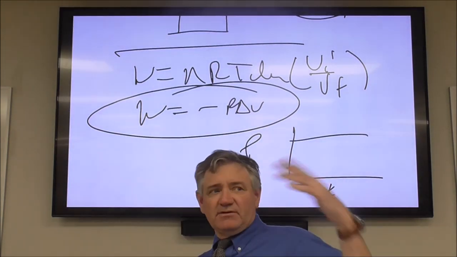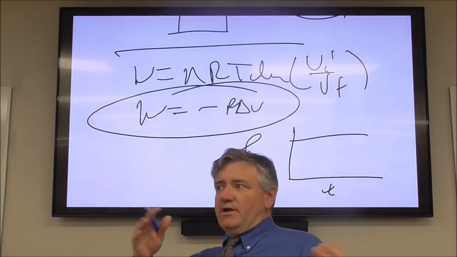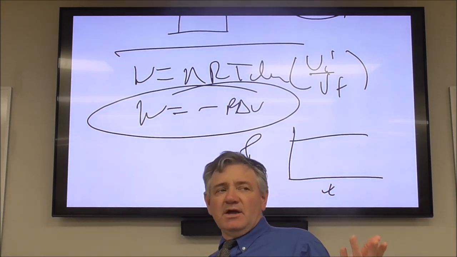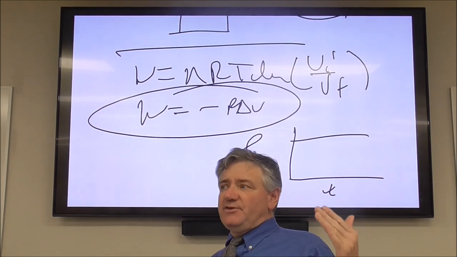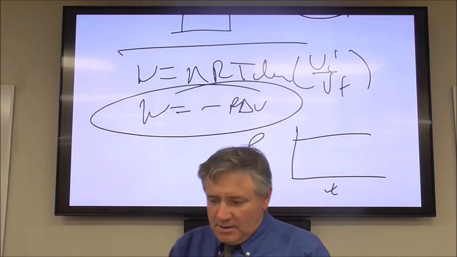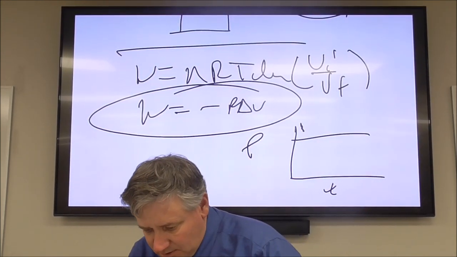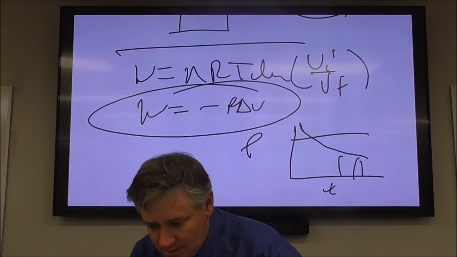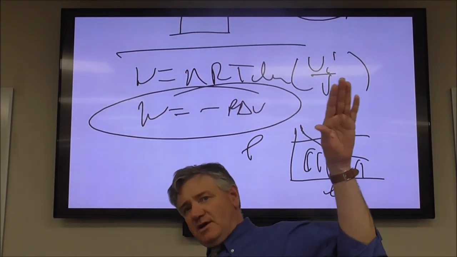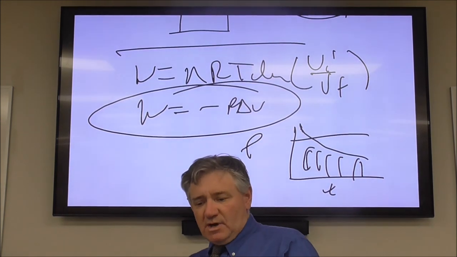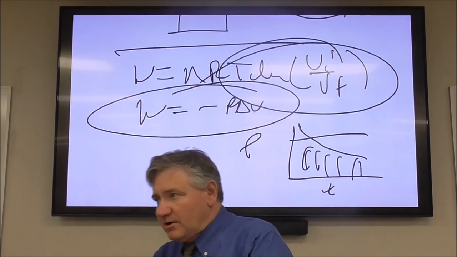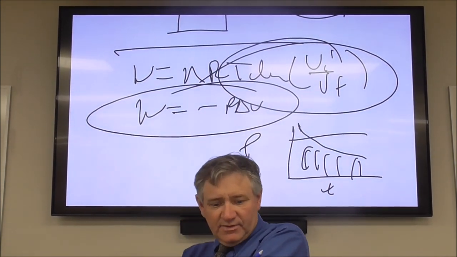Because basically work equals negative P delta V is saying, oh, area equals length times width. And you can only do that if you have a rectangle. This is a curved line. And so what you're trying to do is find the area underneath that curve. So that's why you have to use that natural log function and Vi over Vf.